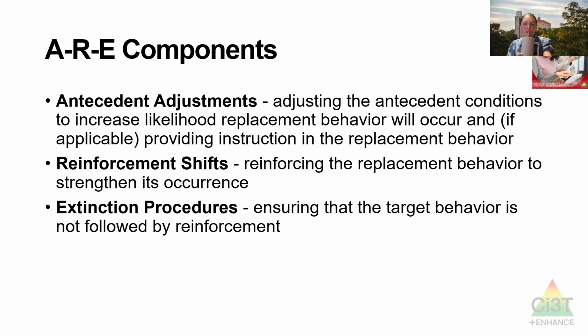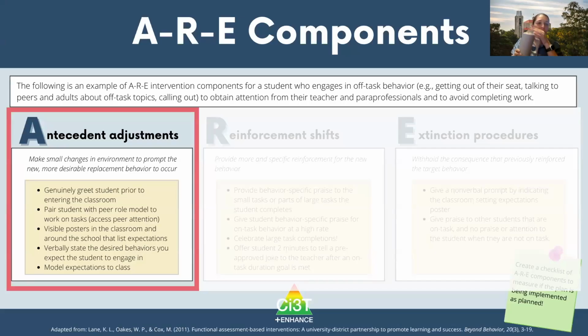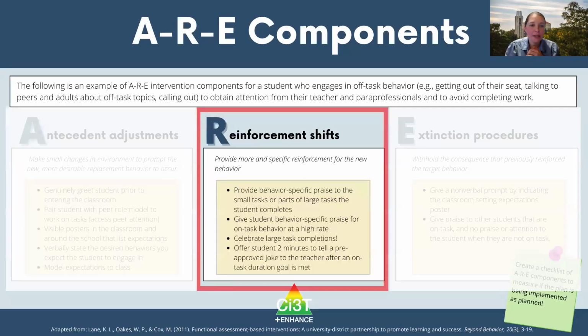So let's go into some more examples. So antecedent, changes in the environment. That can look like greeting students. That can look like pairing students up, changing their seat, posters, something on the student's desk, those visual cues, and modeling expectations to the class. Reinforcement includes behavior-specific praise. That can include break cards, like a student can earn a break. Giving them, I love this last one, giving a student time to tell a pre-approved joke. If they're really motivated by peer attention, that could be a great way to do it.